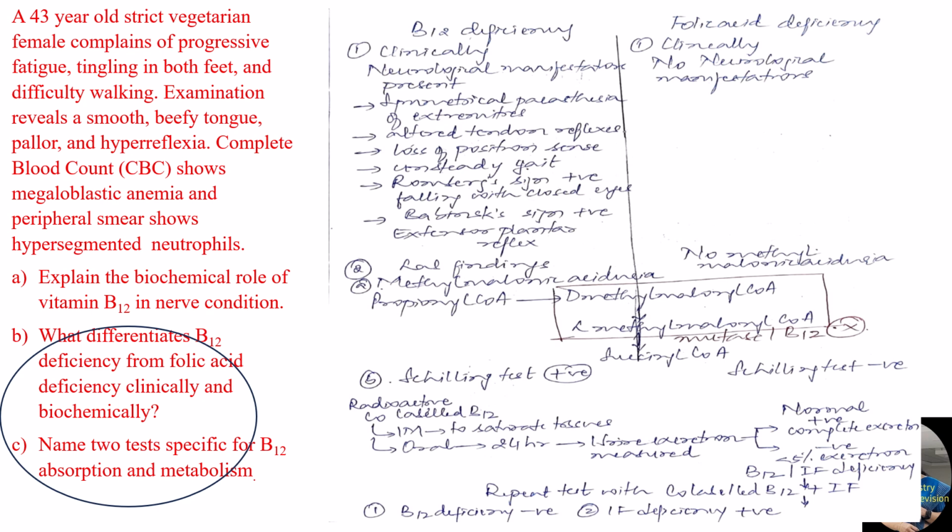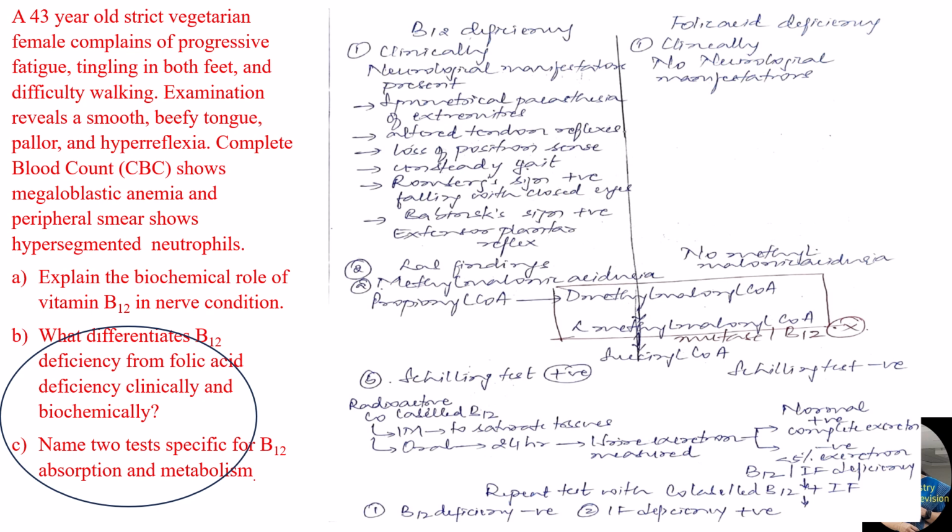This methylmalonic acid is not getting converted to succinyl-CoA. It gets accumulated in the blood and gets excreted in urine, contributing to the development of methylmalonic aciduria. Actually, this is seen in both B12 and folic acid deficiency. The main differentiating test is the Schilling test, which is positive in B12 deficiency but not in folic acid deficiency. Now, how is this Schilling test performed?